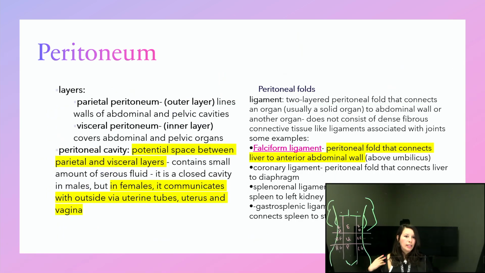Now let's talk about the layers. The peritoneum is divided typically into two main layers. We have a parietal peritoneum, which I mentioned in my previous video, which is the outermost layer, typically lining the wall of the abdominal and pelvic cavities. And then we have the visceral peritoneum. This one is the inner layer, covering the abdominal and pelvic organs. Now, the peritoneal cavity is a potential space between the parietal and visceral layers.